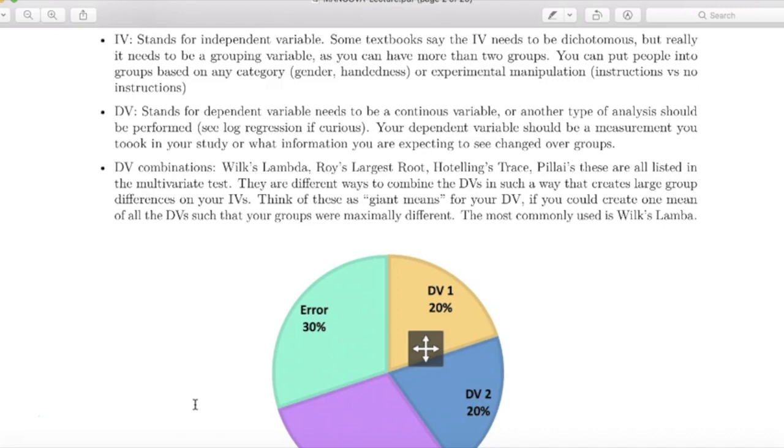DV combination. So we learned this also in MANOVA. We have Wilks' lambda, Roy's largest root, Hotelling's trace, and Pillai's trace. So we're going to get the same multivariate output. We're going to be looking at all those four statistics, but the most commonly reported is going to be Wilks' lambda.